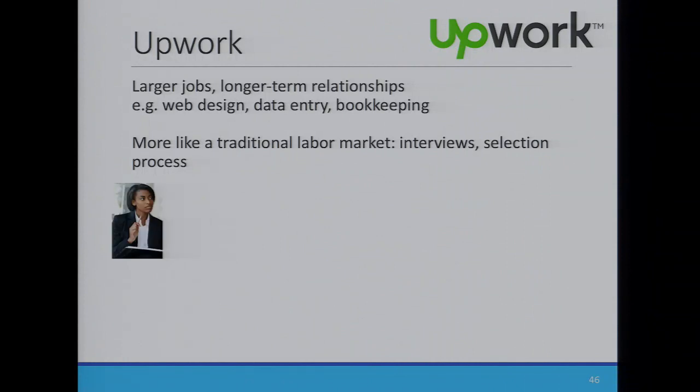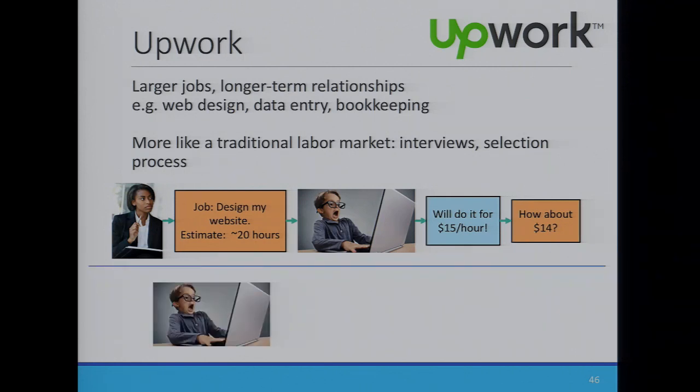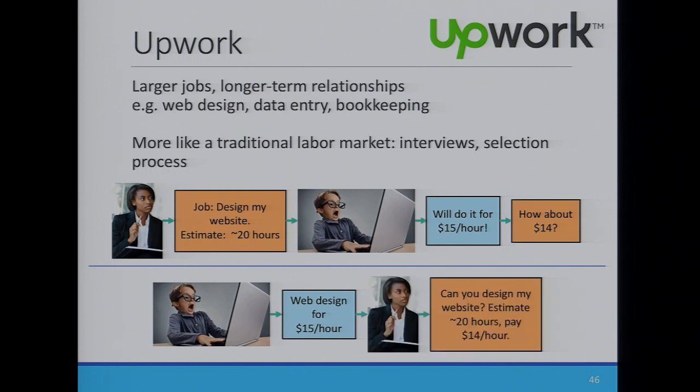Okay, so what this looks like is an employer comes and they post a job that says something like, oh, can you design my website? I think it'll take like 20 hours. And a worker comes along and says, I'll do it for $15 an hour. And maybe they go back and forth and the requester says, how about $14? And they form a match. Or it can start from the other side. A worker can post and say, I do web design for $15 an hour. And then an employer can come along and say, could you do my website? I'll pay $14 an hour. And they can decide whether or not to form the match. So Upwork is more like a traditional labor market, but with a platform. Mechanical Turk is microtasks for pennies. Okay.